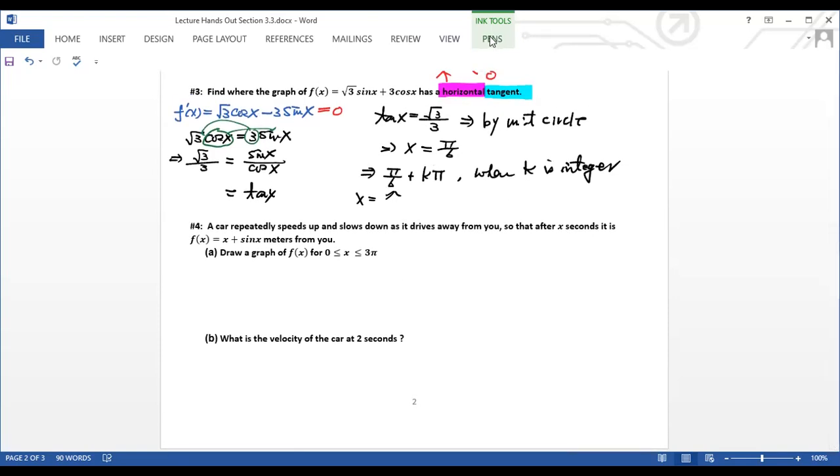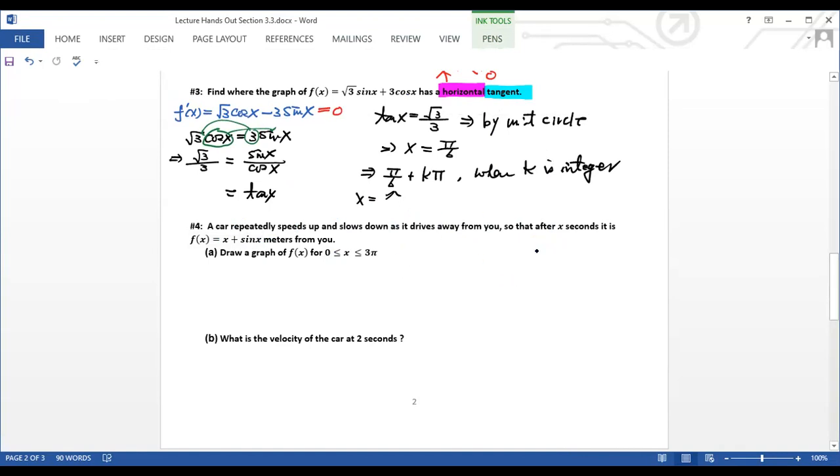Okay, so we say a car repeatedly speeds up and slows down as it drives, at x seconds. That's why they have this periodic function, x plus sine x. Draw a graph when x equals 3 pi.